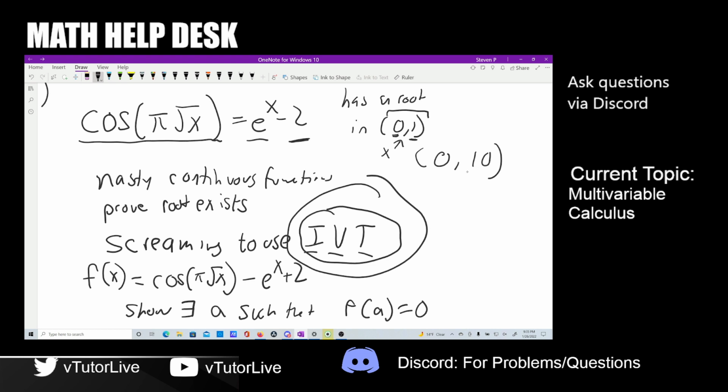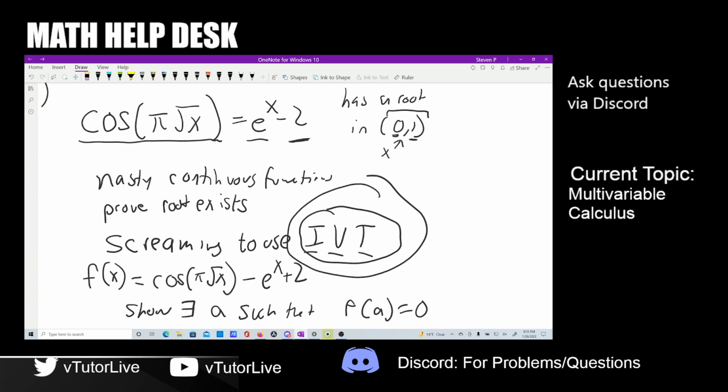And maybe it's not very clear what the intervals ought to be. In a situation like this, you might need to test a couple of points to try to get a feel for a pair that you can make positive and negative. You see what I'm saying?